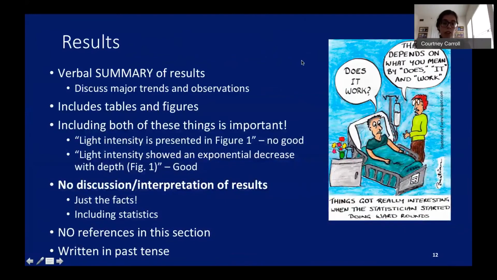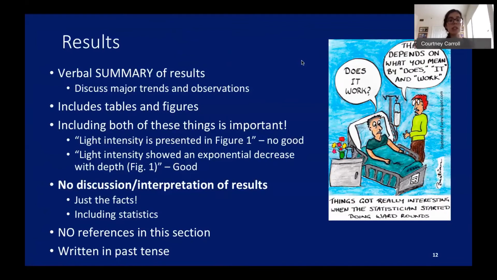Then after you put together your tables and your figures, you want to talk about them in the results section. This is the summary of the results, where you talk about the major trends and the major things that you've observed, and you reference your tables and your figures. So rather than just saying light intensity is presented in figure 1, you don't want to talk about them by name, you want to talk about what they show. So: light intensity showed an exponential decrease with depth (figure 1). You want to explain what happens as opposed to saying figure 1 by itself.